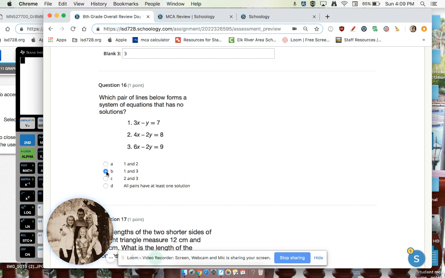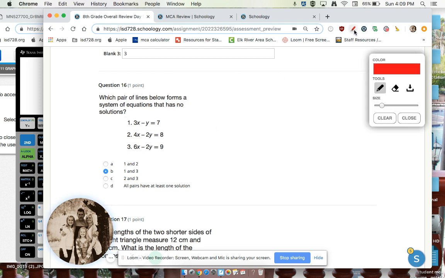If you don't love solving systems, you also could just really get in touch with what no solution means with a system, and that means parallel lines. So you could, with all of these, get y alone and compare the slope. Find the slopes that match. That's another strategy you could use.